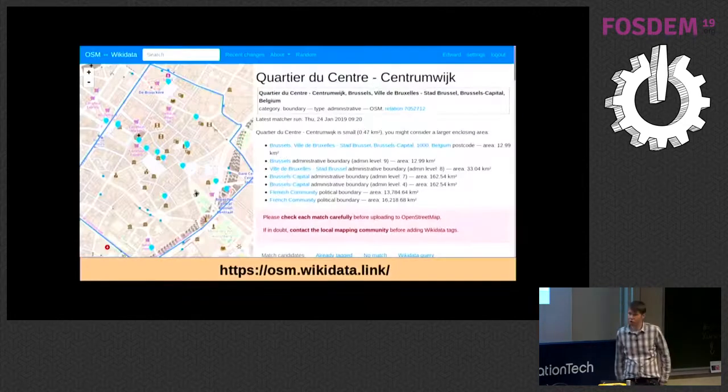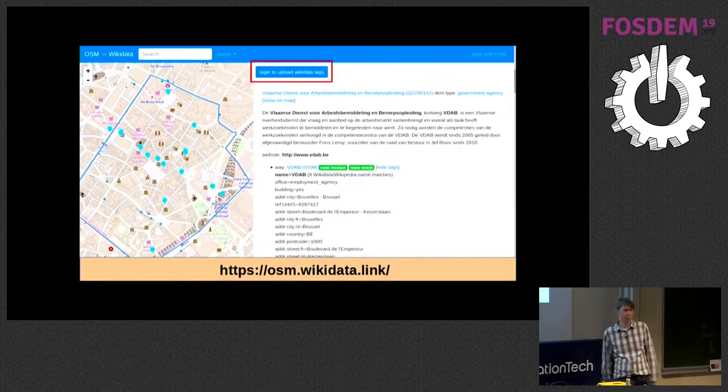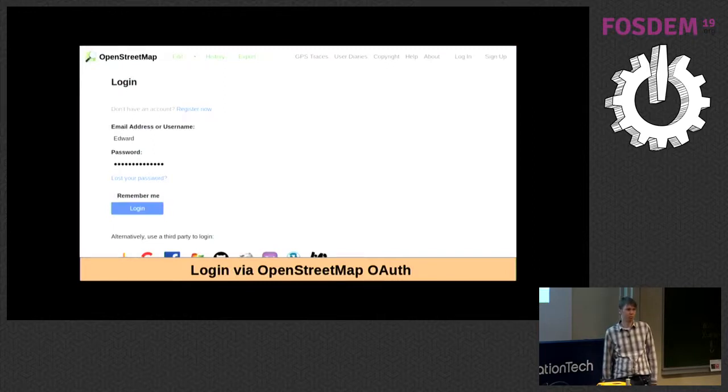So here's a screenshot. This is the center of Brussels around the Grand Place. I've done a search, and the system is run. It takes a few minutes, and it finds some suggestions for things that match between the two different databases that you might want to add links. So if I scroll down the page, I get a login button. I hit the login button, and that takes me to OpenStreetMap, and I log in with my OpenStreetMap credentials using the OpenStreetMap OAuth.